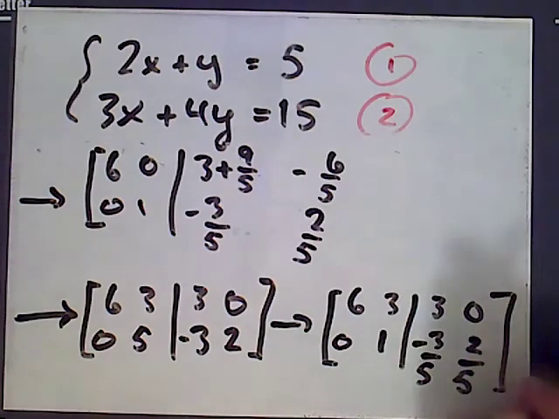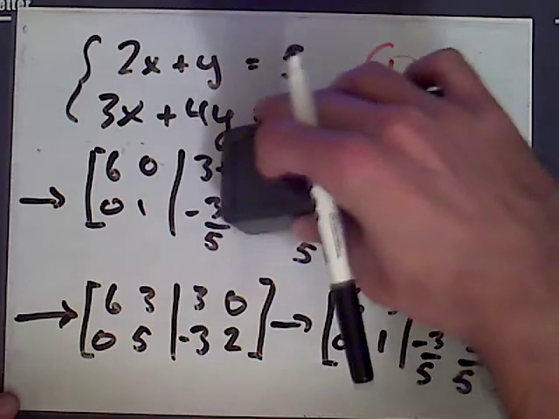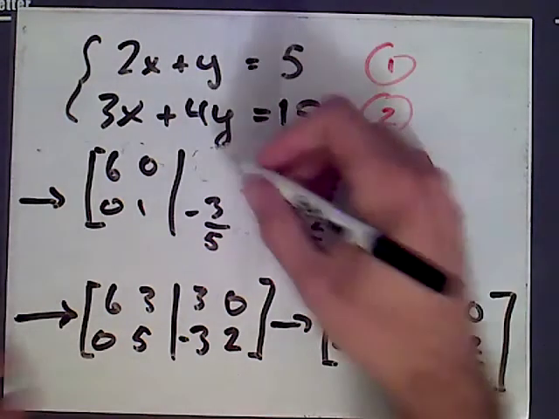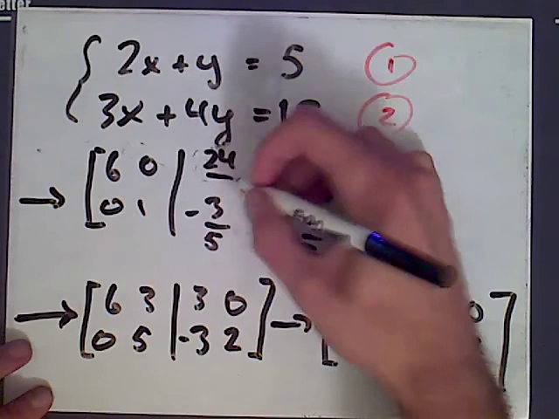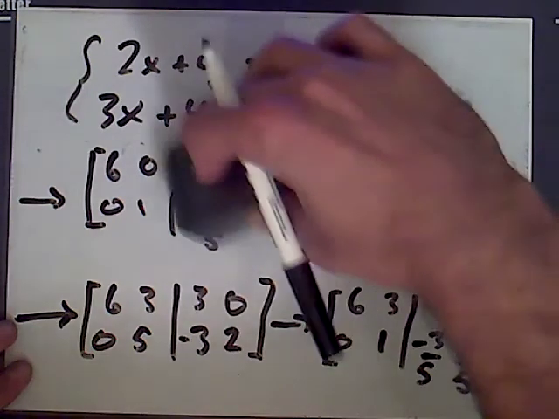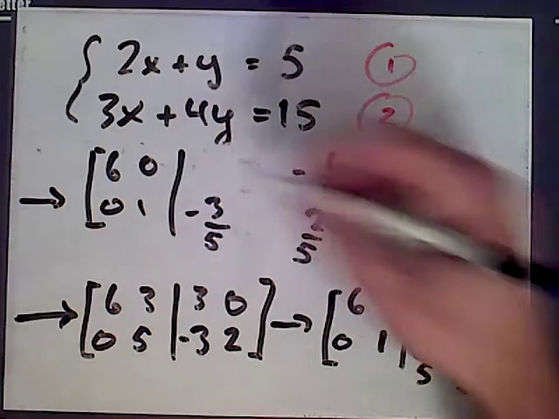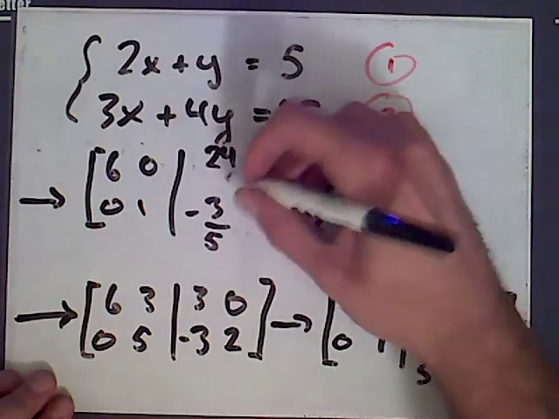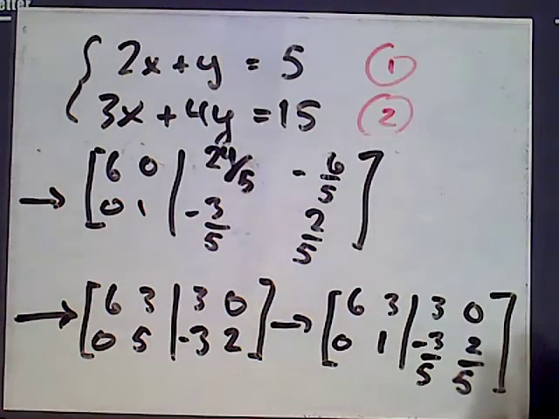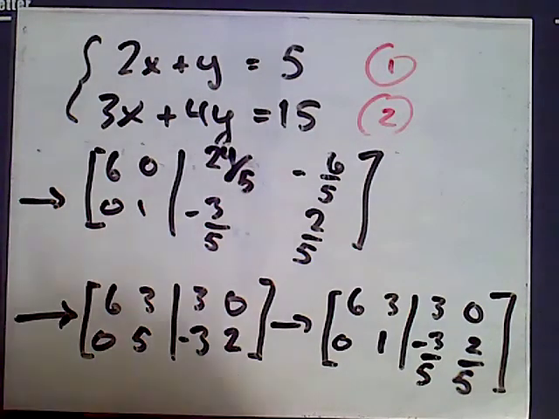I want to write this as a fraction. That's 24 over 5. Let me squeeze it in there: 24 over 5 on top. And then we're almost done. Let me erase what's down here.